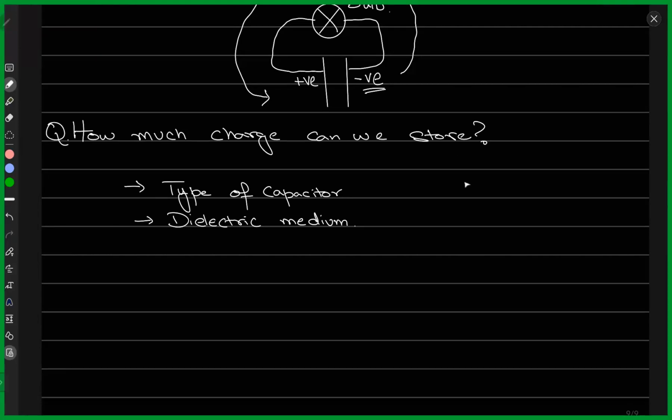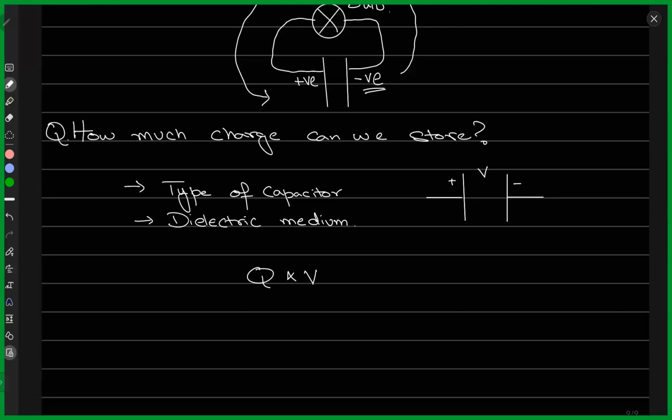This would mean that if this is my parallel plate capacitor, the charge that it can store would depend on the potential difference between these two plates, right? So if this is, for example, positive and this is negative, there would be a net potential difference. I'll call it V, and it would depend on V how much charge I can store. This means that the charge that I can store is directly proportional to the potential difference between these two plates.